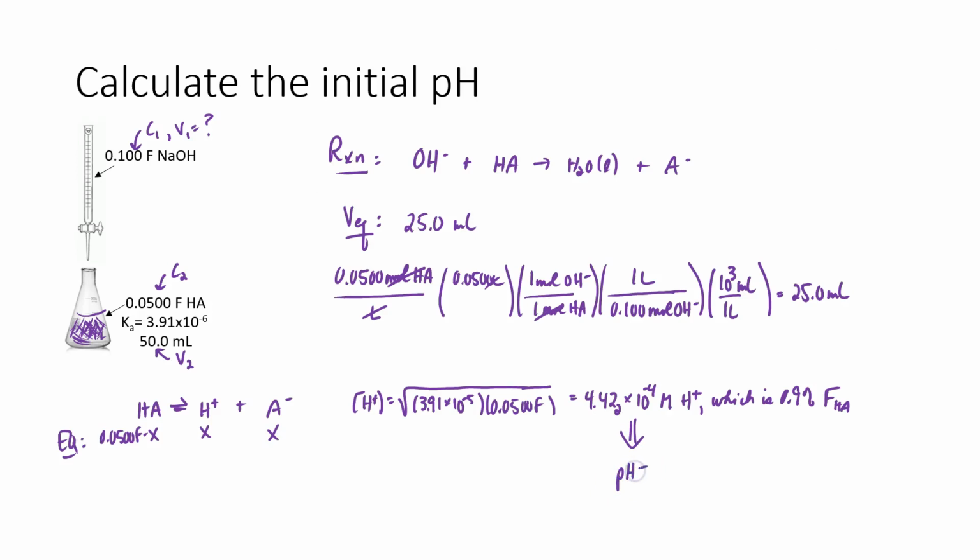If you take the negative log of this H+ concentration, you'll get 3.354 for your pH. And remember, if we have 3 sig figs in the concentration, we need 3 digits in the mantissa of the pH. So we got the initial pH. What's next?